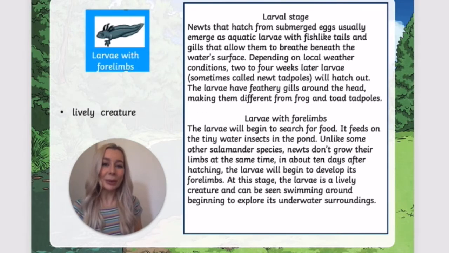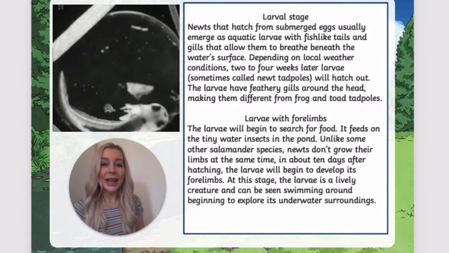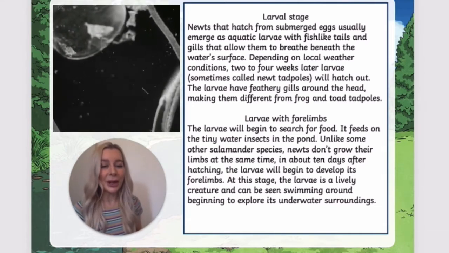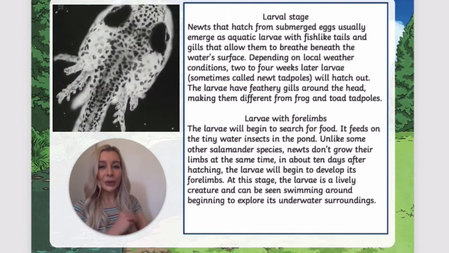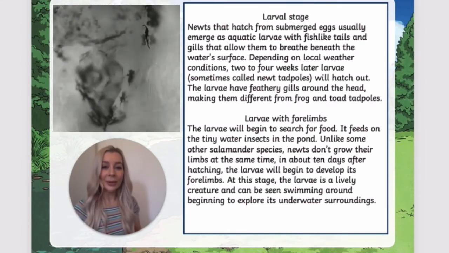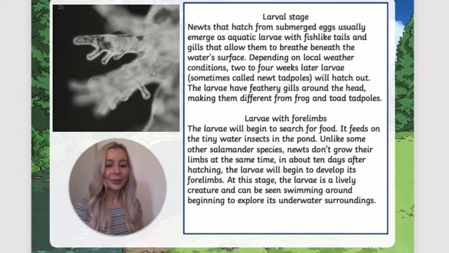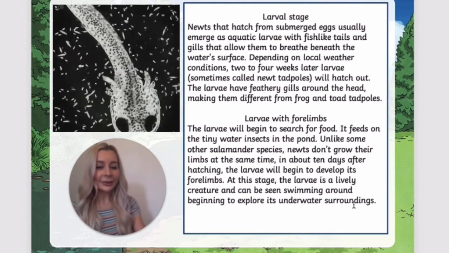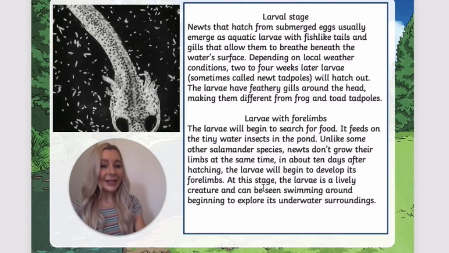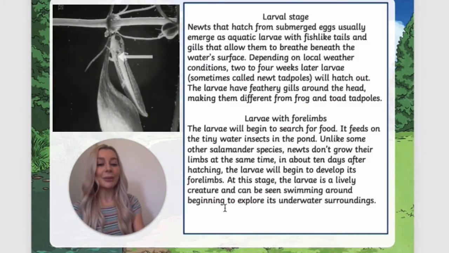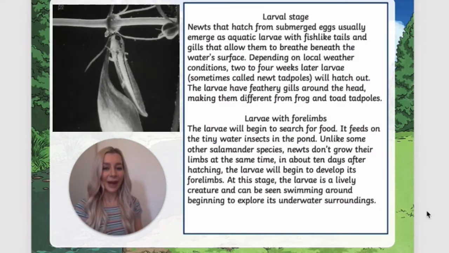My next bullet point just says lively creature, so I'm going to really need to build this up to make it sound better. I remembered that when we were watching the videos about the newts, the larvae with 4 limbs was darting around all over the pond. So I wanted to include this bit of detail into my explanation text. So I've said, at this stage, the larvae is a lively creature and can be seen swimming around, beginning to explore its underwater surroundings.